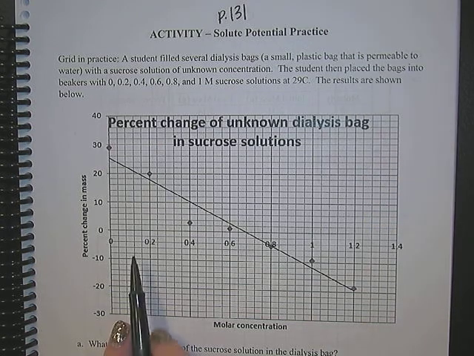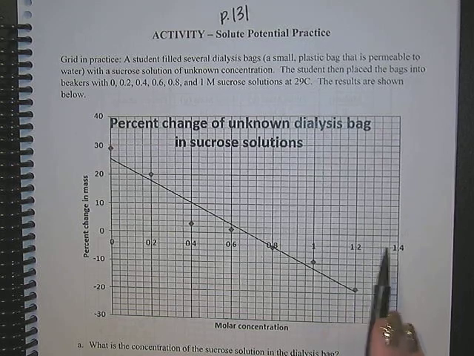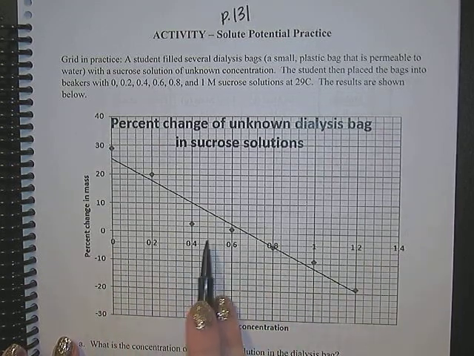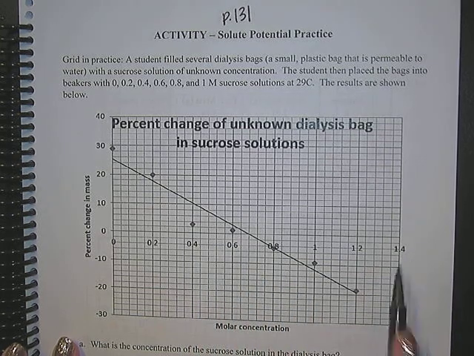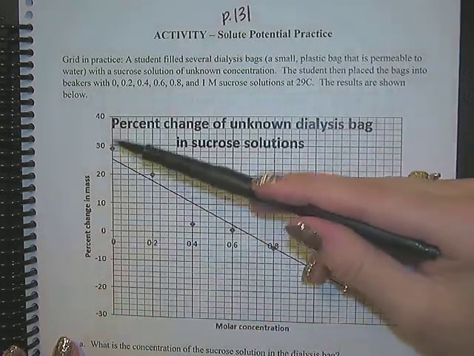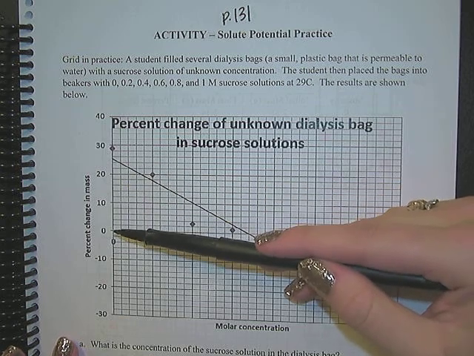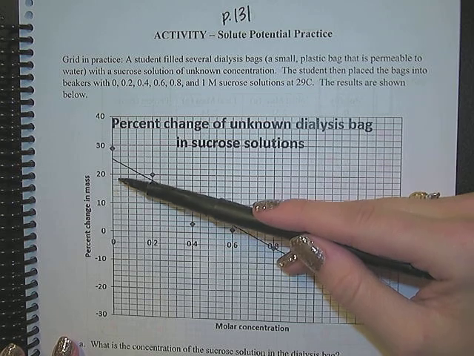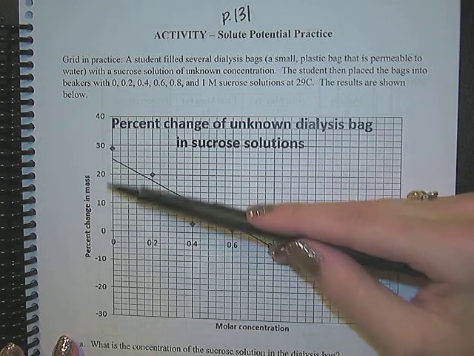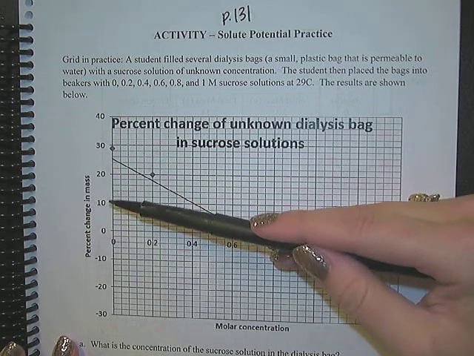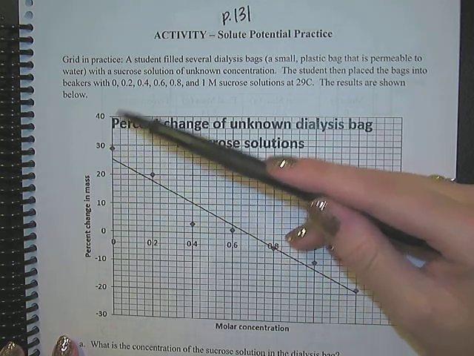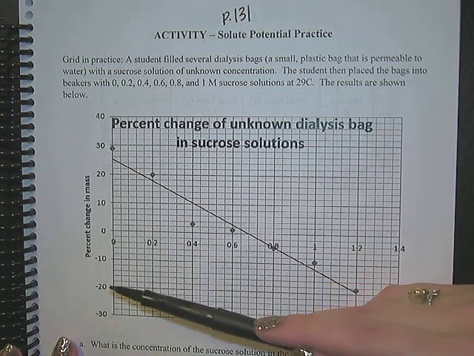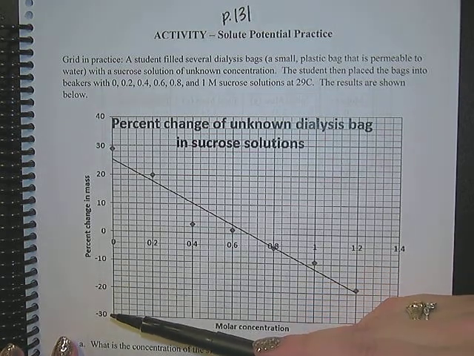So over here on my x-axis, we have the molar concentration, so at 0, 0.2, 0.4, 0.6, and so forth. And over here we have the percent change in mass. So the 0 line here, there's no change. 10% change, 20% change. These are positive numbers, so that means it gained 10%, 20%, 30%, and so on. Down here are negative numbers, so it lost 10%, it lost 20%, and it lost 30%.